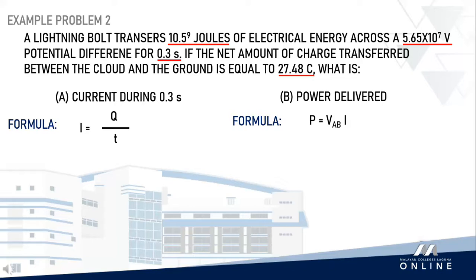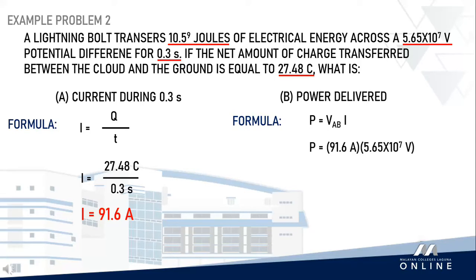Solving for current, we can easily substitute the values. Q is equal to 27.48 coulomb over time, which is 0.3 second. Performing the operation, the value of I is 91.6 amperes. We will use this computed value of current in solving power, which is equal to product of voltage and current. We substitute the values, and the power delivered is equivalent to 5.18 times 10 raised to 9 watts.